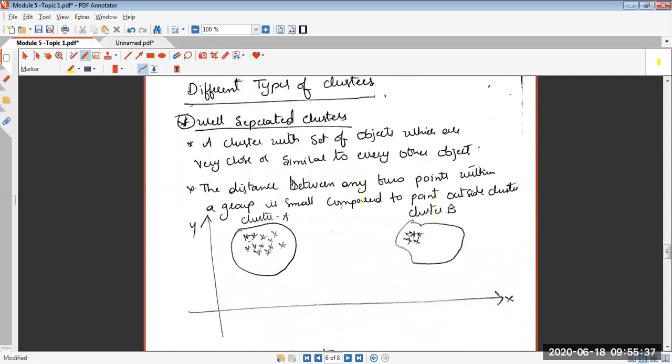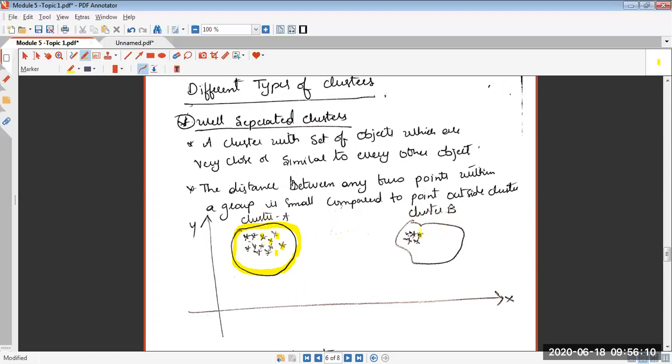Well separated cluster. Okay, what is a well separated cluster? This one that you are seeing here. You see cluster A. You see the points or data objects inside cluster A. How they have been represented. You can see they are very closely grouped, very close to one another. That is the first point you should note. Second point, you compare a data point in one cluster to a data point in a different cluster. How they are related.